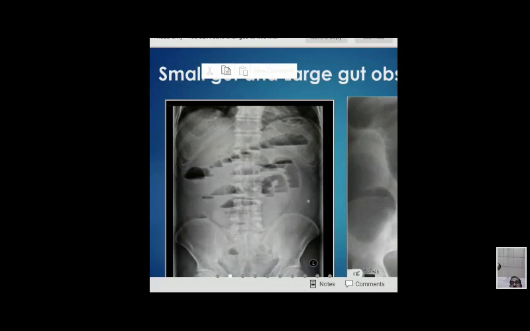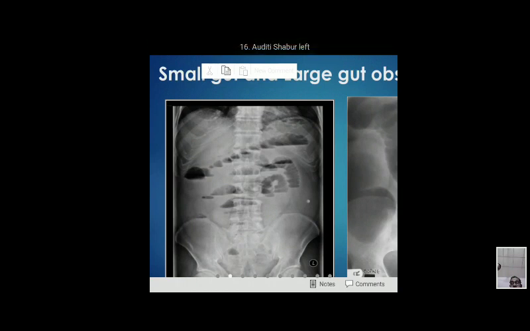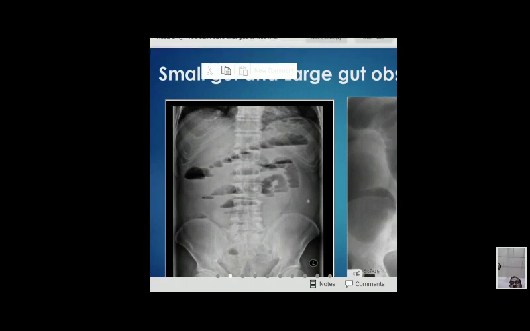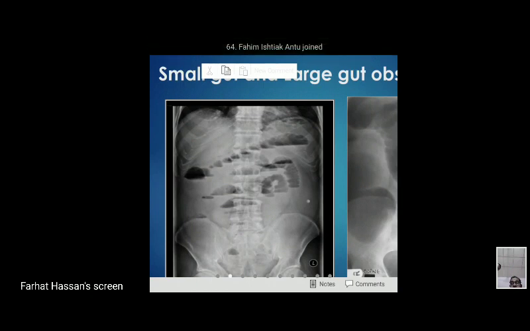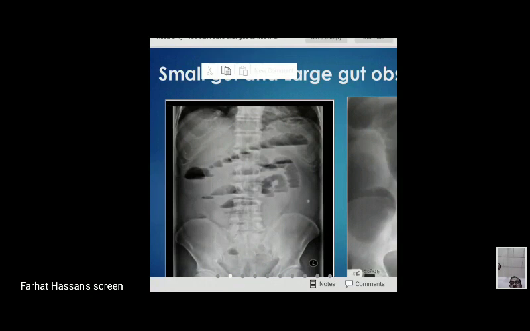So acute means all four cardinal features of intestinal obstruction must be present. There is absolute constipation, no passage of flatus or even feces. But in chronic intestinal obstruction, there is passage of flatus or even feces.